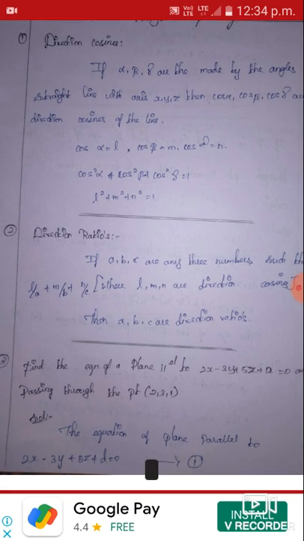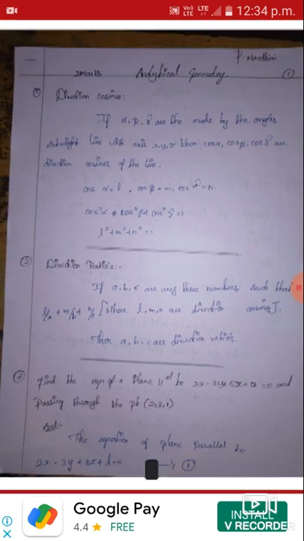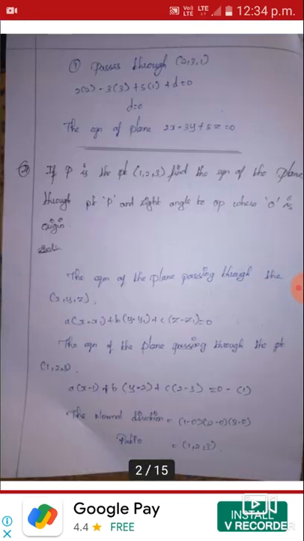Find the equation of the plane parallel to 2x minus 3y plus 5z plus 3 equal to 0 and passing through the point 2, 3, 1. The equation of the plane parallel to it is 2x minus 3y plus 5z plus d equal to 0. Only the constant will vary.